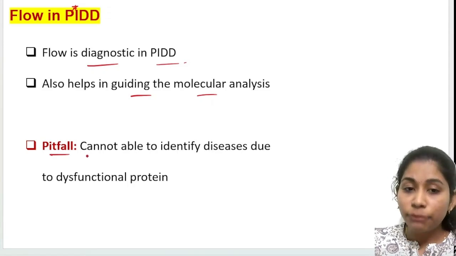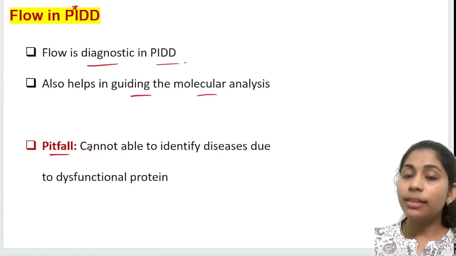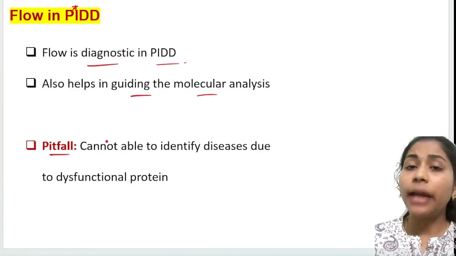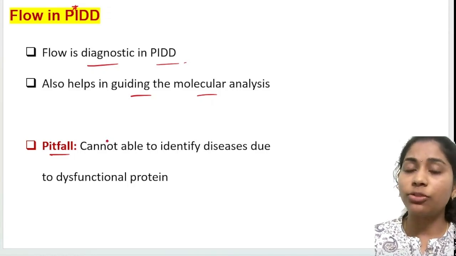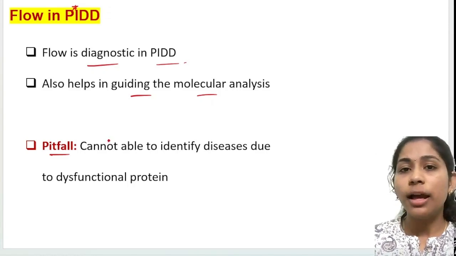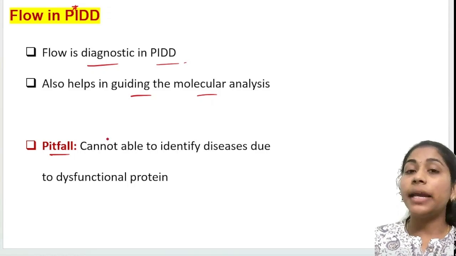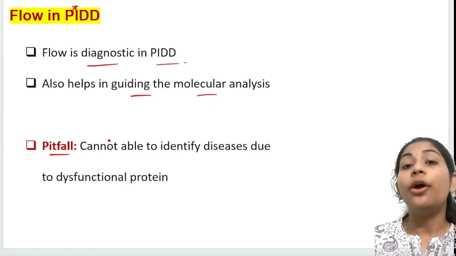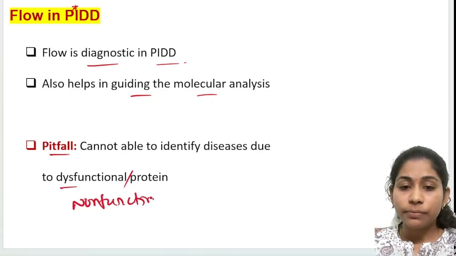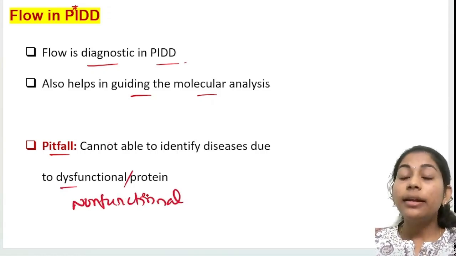But the major pitfall, the major caveat for flow cytometry, is simple. In flow cytometry we are checking for proteins, nothing but antigens. We give antibodies against those proteins and check. If the protein is absent, there won't be any staining and no fluorescence, so we can detect it. But in some PIDDs, the protein is there but it is non-functional, dysfunctional. The protein is present, but it is not functioning.